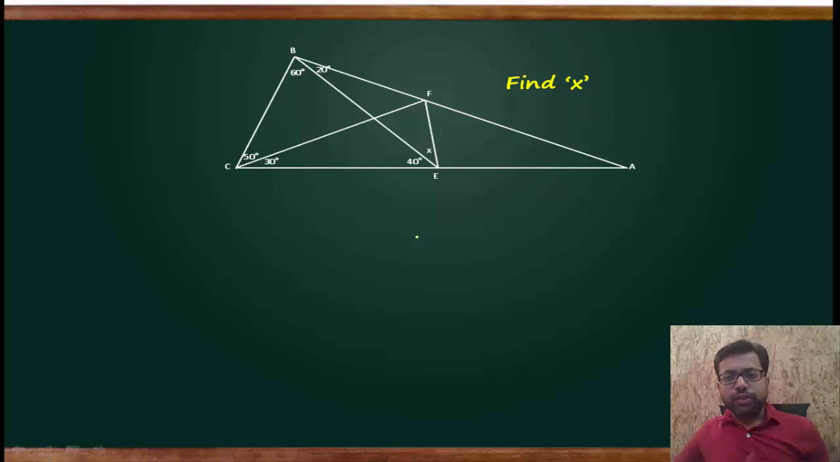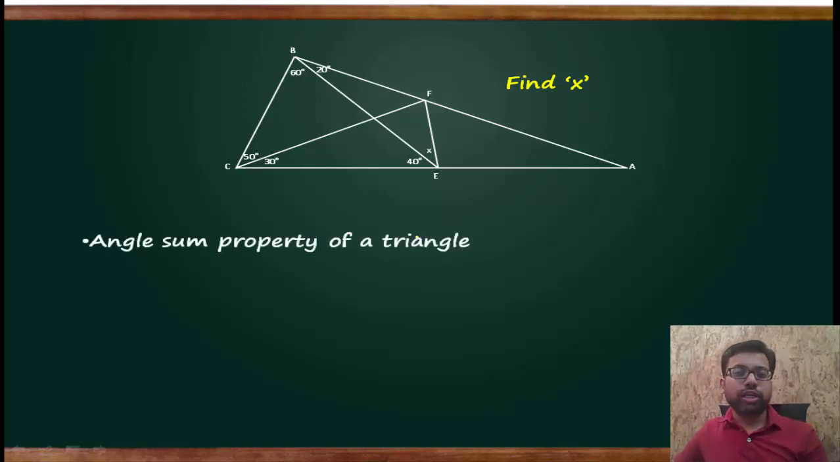There are basically two concepts that are actually going to be used. One is the angle sum property for triangle, which says that the sum of angles in a triangle is equal to 180 degrees. And the second concept is about the property of isosceles triangle. In an isosceles triangle, two sides are equal and two angles are equal. So that is what we are going to use. Using these two things, we are going to solve this particular problem. So let's begin.